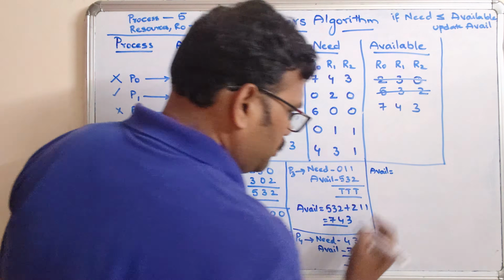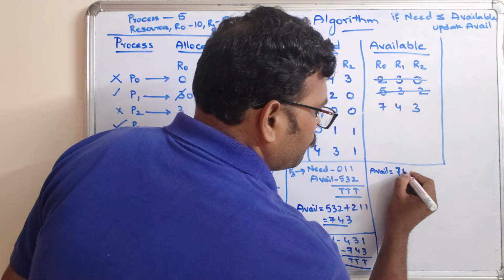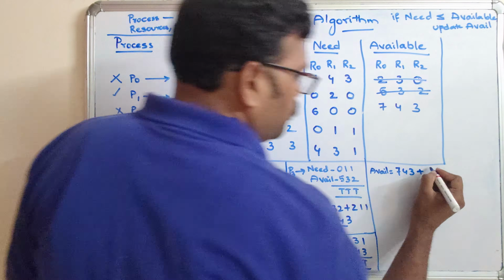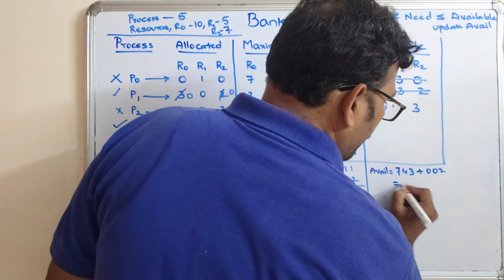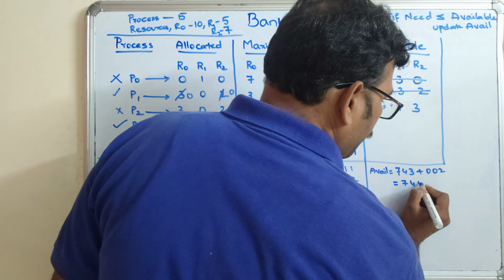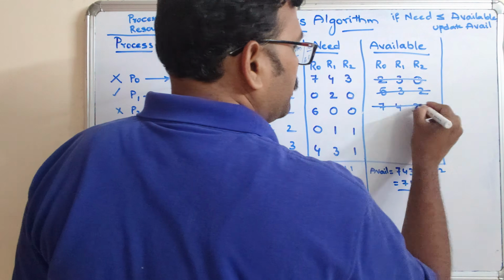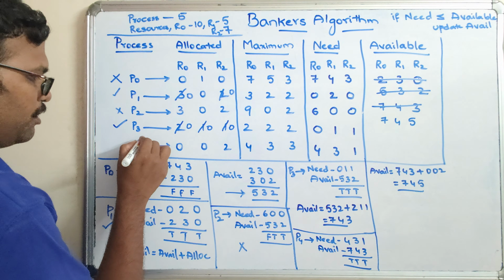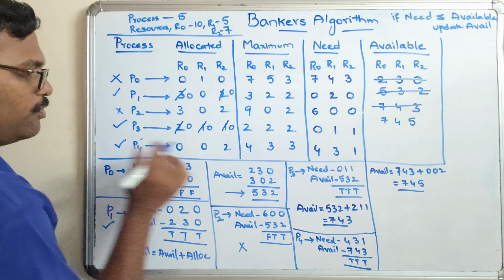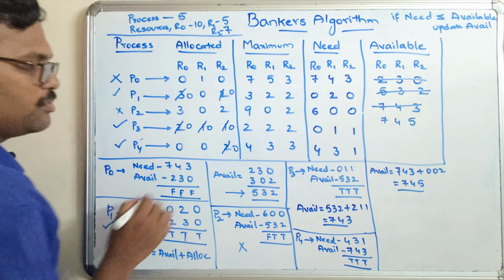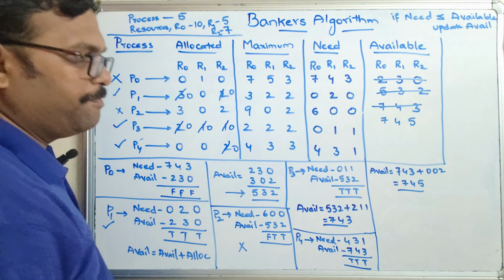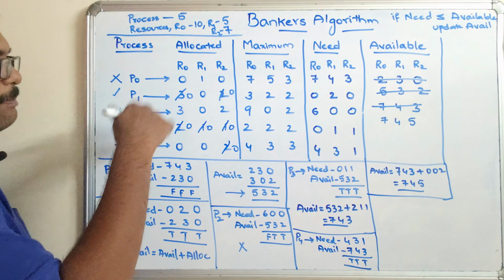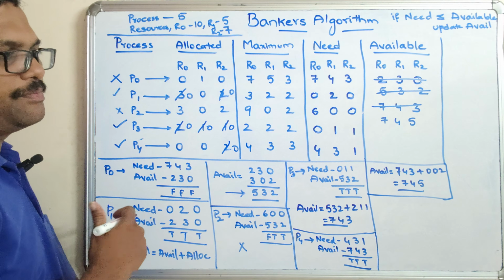So available is equal to what? The available resources, 7, 4, 3, plus allocated resources 0, 0, 2. So that becomes 7, 4, 5. So this becomes 7, 4, 5 after completion of P4, and this becomes 0. So resources will be deallocated. Now again start the same thing, repeat the same thing from the start.